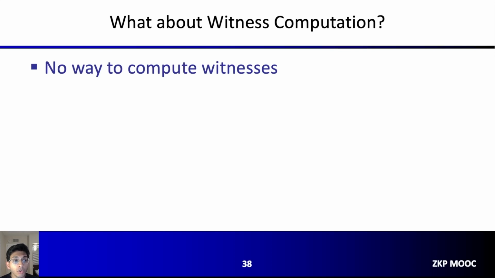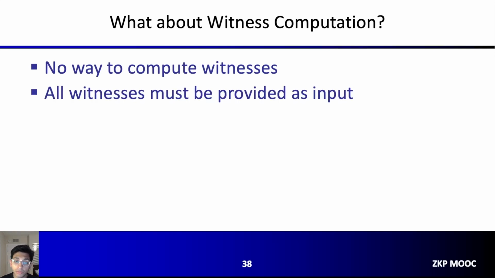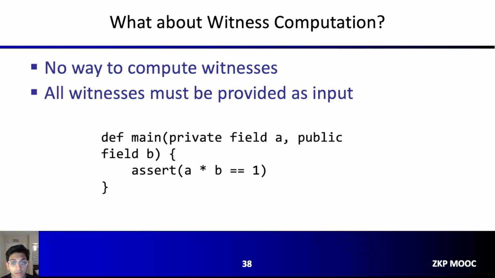In more detail, there is no way in ZoKrates to compute a witness during the execution of a program, and instead all witnesses or private inputs must be provided as arguments to the main function, right? So this main function, which is the entry point into a ZoKrates program, the arguments to that main function are the only places where we can specify private inputs. So we cannot declare a private variable during the execution even of main. It must be declared at this point. All right.